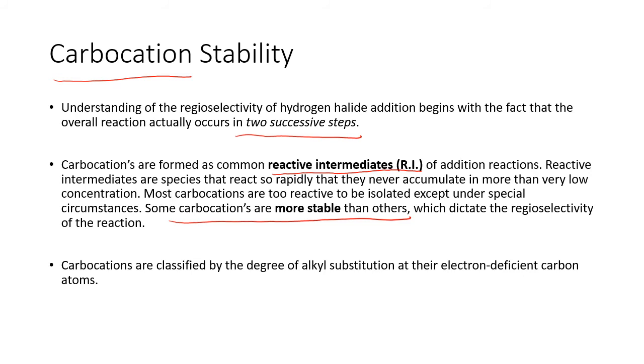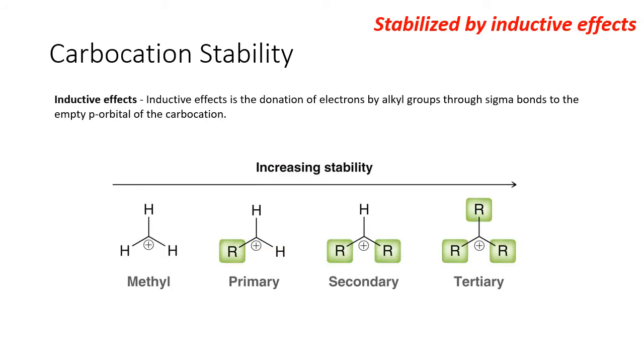Carbocations are classified by the degree of alkyl substitution at that electron deficient carbon center, so the carbon that has the positive formal charge. Carbocations are stabilized by something called inductive effects, which are the donation of electrons by alkyl groups through sigma bonds to that empty p orbital of the carbocation. So basically, the more alkyl groups that you have around that positively charged carbon, the more possibility for donation towards that carbon, and the more we can stabilize that positive formal charge.